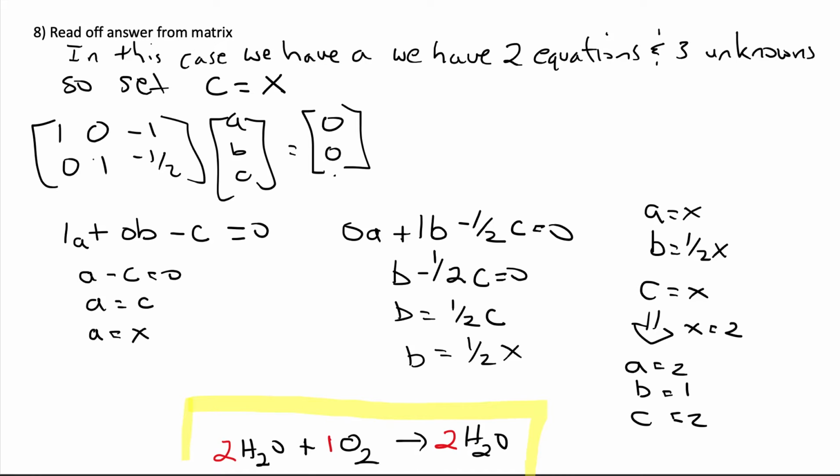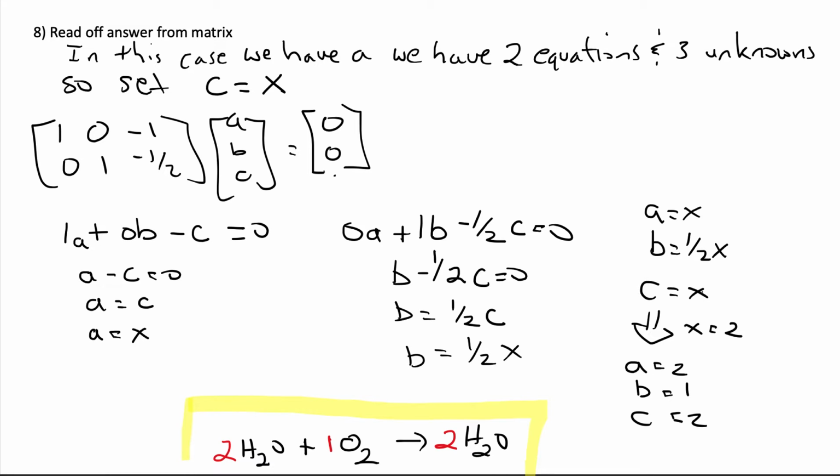The problem with this equation is we have two equations and three unknowns, so we had to set c equal to something, so we just call it x. So we have a equals x. And then for the next equation, we have 0, so we take a row times a column, 0 times a, 1 times b, minus 1/2 times c, and we solve for b. So b equals 1/2 c, but we already said c is equal to x because we have more unknowns than equations. And so our final answer that we determined from this matrix is a is equal to x, b is equal to 1/2 x, and c is equal to x.